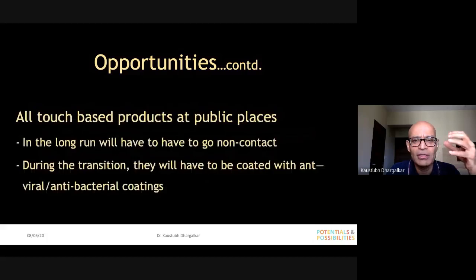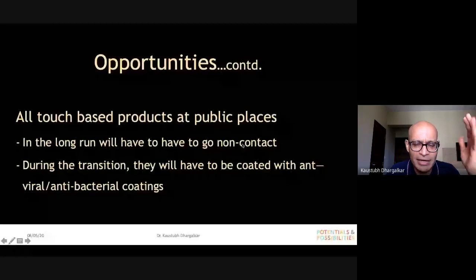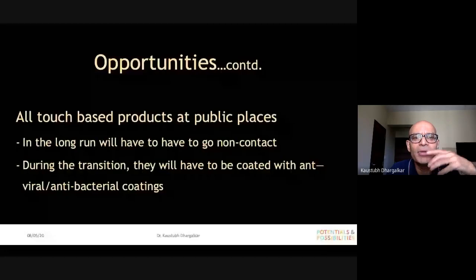Because of the fear psychosis, people are going to be wary about all touch-based products at public places. So in the long run, those will have to go non-contact, either sound activated or iris activated, etc. Some technologies already exist, and that is going to get accelerated. But to convert all touch-based products at public places into these non-contact control mechanisms, it will take probably 2-3 years. In the meanwhile, there are nanotech products, silver nanoparticle based products, which are longer lasting disinfectants.